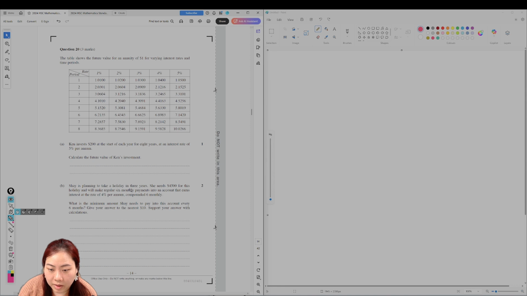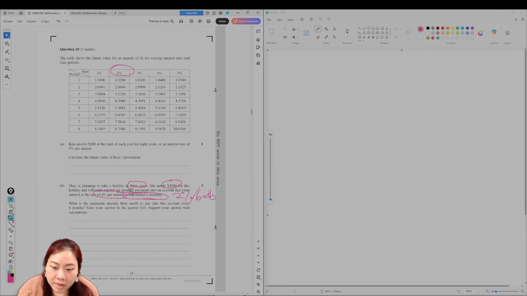What are we looking for here? 3 years. 4,500 is what she needs. 6 monthly payments. Rate of 4% per annum, compounded 6 monthly. Now, don't be tricked into putting in 4%, because it's 4% per annum, but it's compounded 6 monthly, so we are actually interested in 2% per 6 months. So we're actually interested in the 2% column.